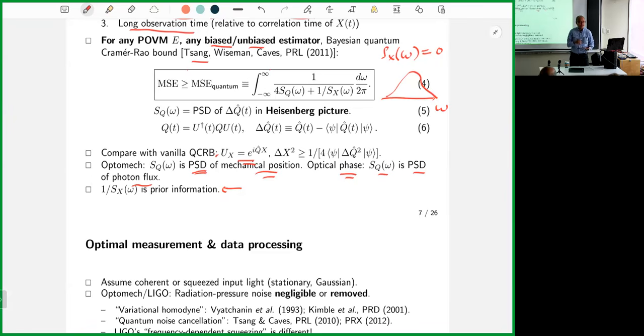So, but yes, in principle, I think it's possible to generalize this or rewrite this in a time domain formalism, but I just didn't have time or resources to do it.